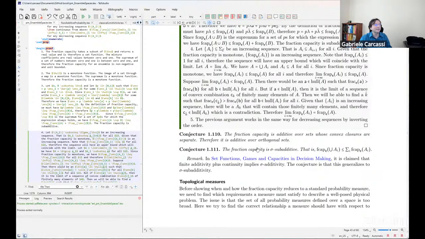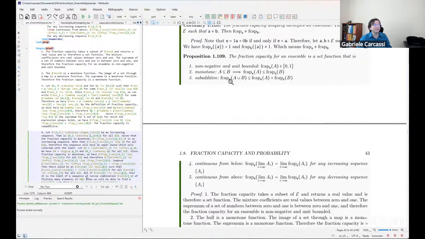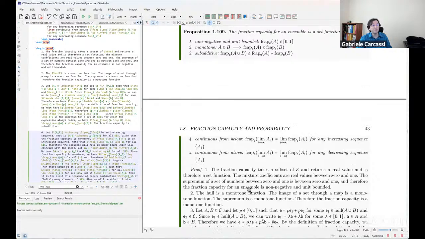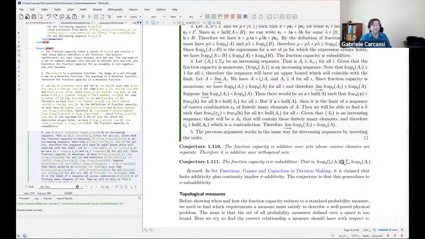And then that you can have sigma subadditivity. That is, the fact that we have proven subadditivity for two, and the fact that we have a continuity from below, should be able to tell us that we have subadditivity for essentially countable unions. And again, in this book, it is claimed that finite additivity plus continuity implies sigma additivity. There is no proof of that, unfortunately, and I need a proof of that. And the conjecture is that this generalizes to sigma subadditivity, and again, it should be doable.